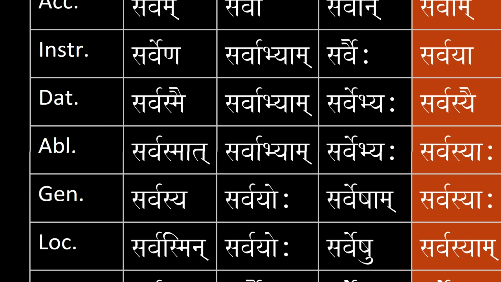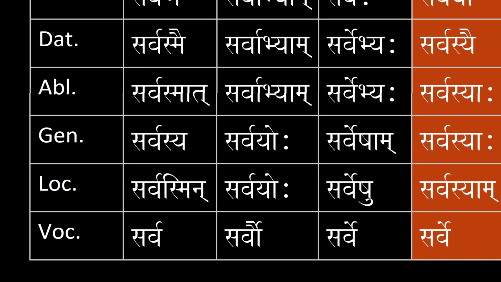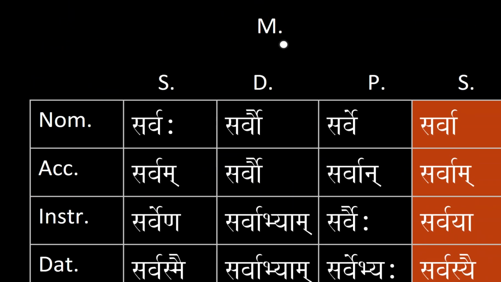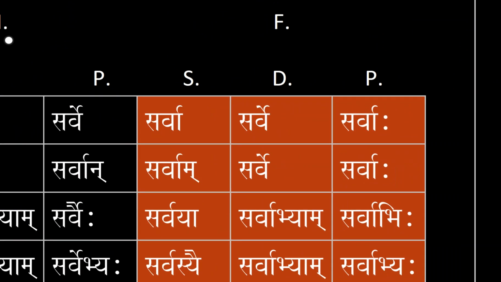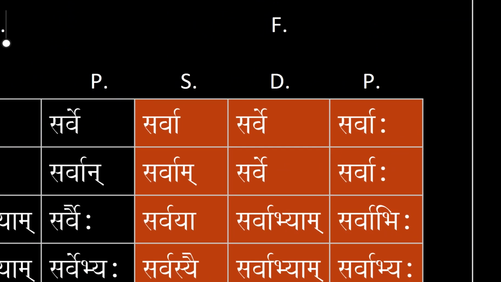For genitive, singular, dual, and plural, we have sarvasya, sarvayoḥ, sarveṣhām. Locative, singular, dual, and plural, we have sarvasmin, sarvayoḥ, and sarveṣhu. And then vocative, singular, dual, and plural, we have he sarva, he sarvau, he sarve. That's for the masculine. Now for the feminine, for nominative, singular, dual, and plural, we have sarvā, sarve, sarvāḥ. Accusative, singular, dual, and plural, we have sarvām, sarve, sarvāḥ.